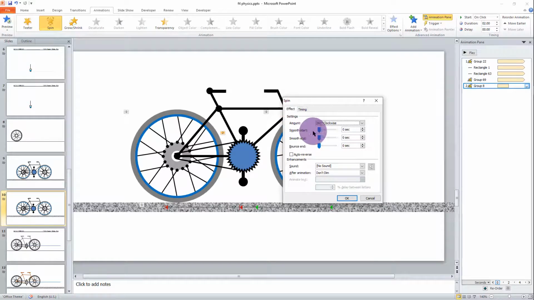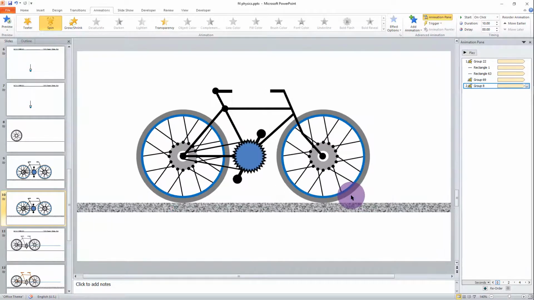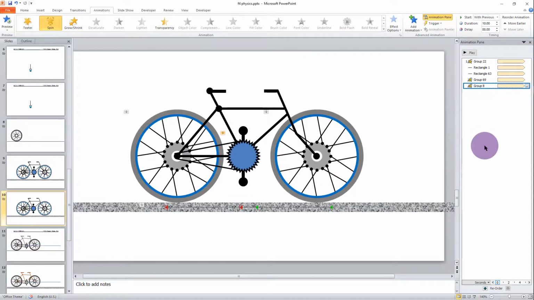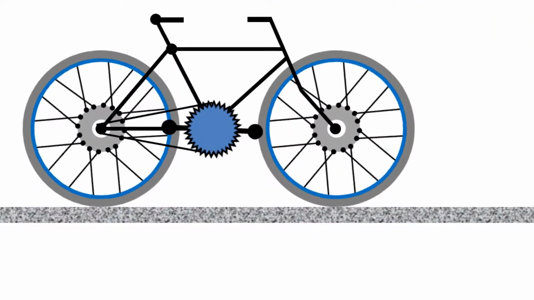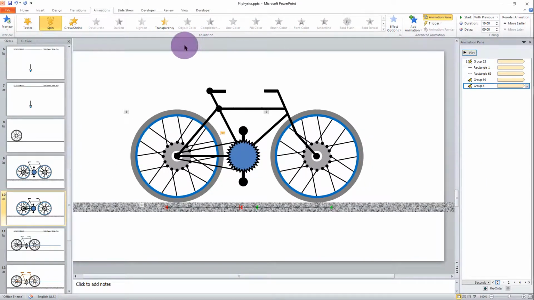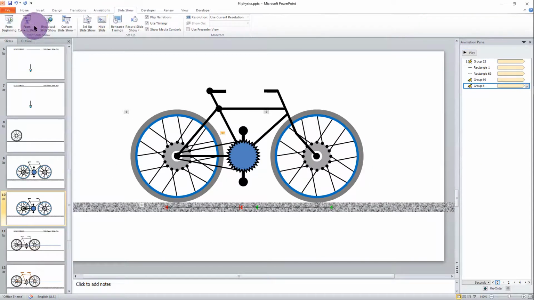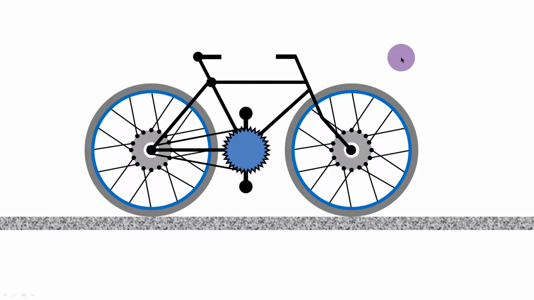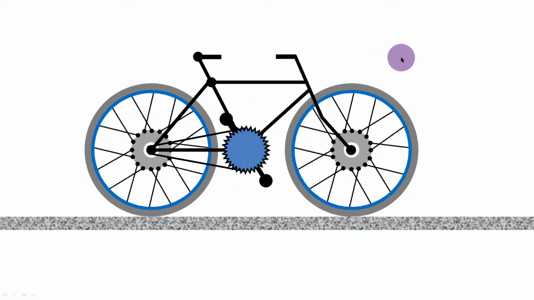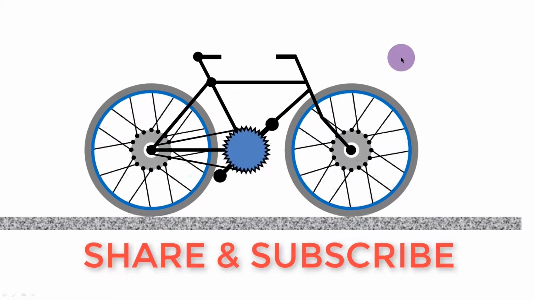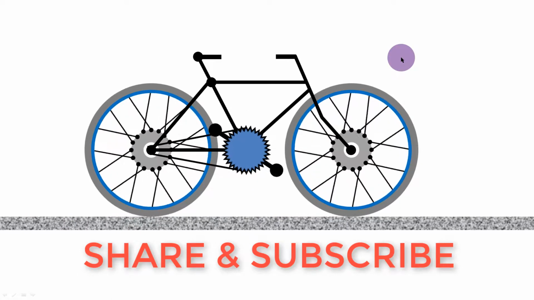Next click. Everything looks fine. Yes, that's it. That looks good enough. Of course, start with the previous. Let's check. And let's do the slideshow. And there you have your animated bicycle using Microsoft PowerPoint and Microsoft Word.